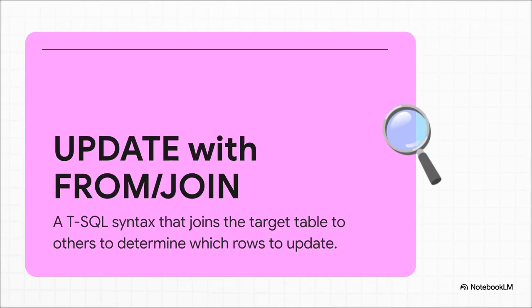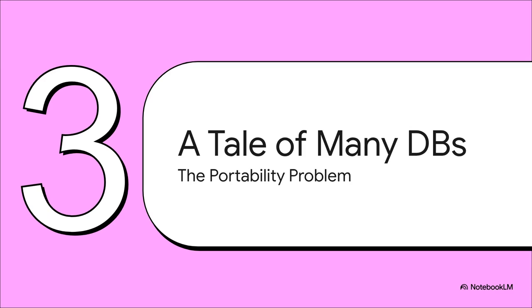So in T-SQL, which is SQL Server's specific flavor of SQL, the trick is adding a from clause to the update statement. This lets you give your target table an alias, join it to the source table, and just pull the value right over. For SQL Server developers, that from clause is the magic key. But this is where our simple story gets messy. Because if you take that perfectly good SQL Server query and you try to run it on a different database, yeah, it's probably going to blow up.